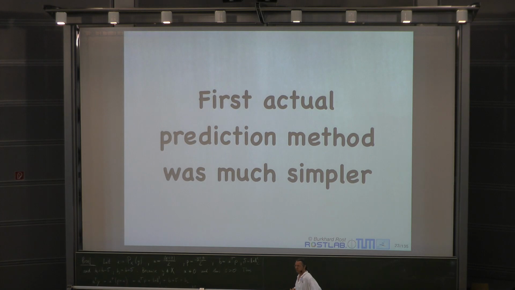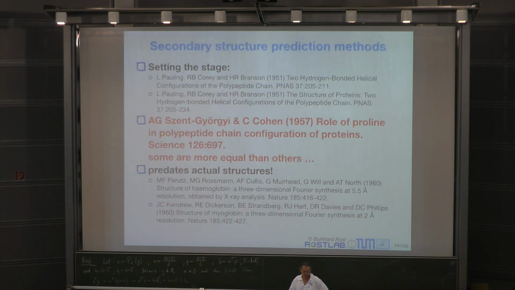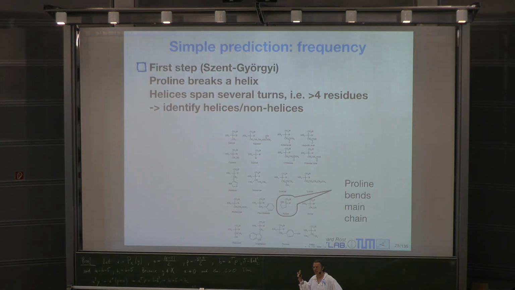But the first secondary structure prediction method that was there was actually much simpler, and it comes from somebody, Szent György, Hungarian, who also got a Nobel Prize. Not for this secondary structure prediction method. That was in 1957. And essentially what Szent György said, well, you know, looking at the way the chemical structure, so the way amino acids look, and what I show here is 20 amino acids. There's a particular amino acid here that forms a ring called proline P. And the proline, since it forms a ring, it bends the main chain. And if it bends the main chain, maybe this is the kind of thing that stops a helix.